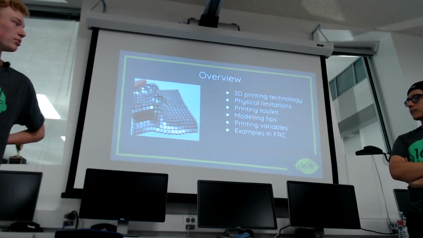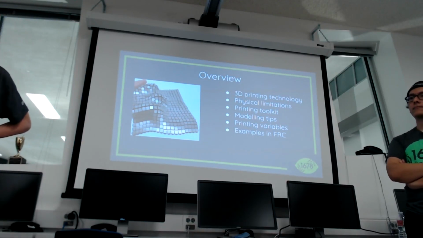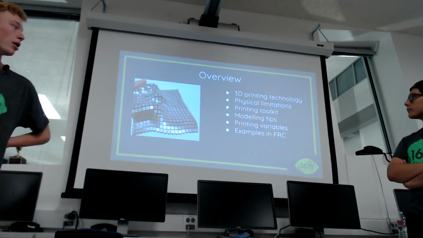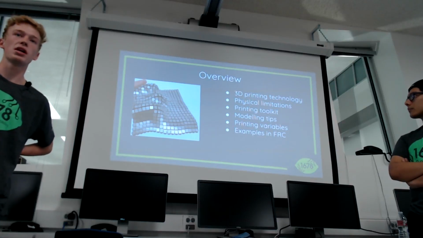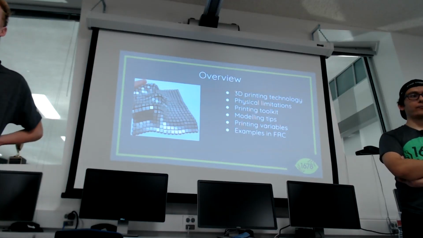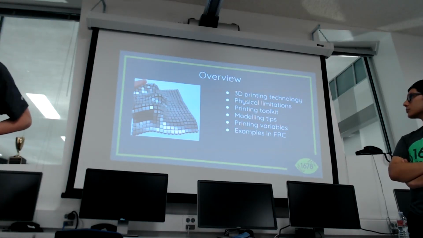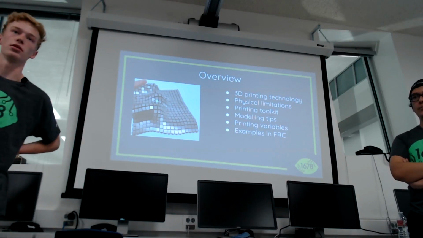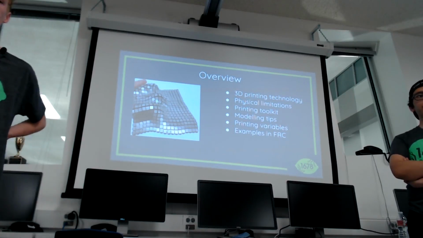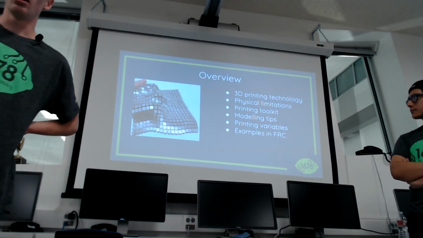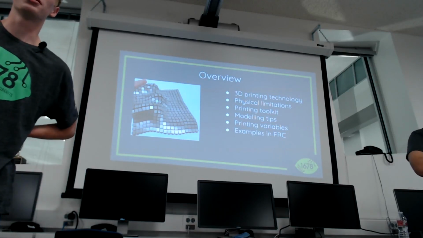Some modeling tips, just why modeling for 3D printed parts is a little bit different and what's important about it. Some printing variables, so the settings that are common on a lot of 3D printers that you can change to increase the effectiveness of your parts. And lastly, some examples in FRC, so some things that we've done in the past on Team 1678 that have worked pretty well. Before we get started, I just wanted a quick disclaimer.